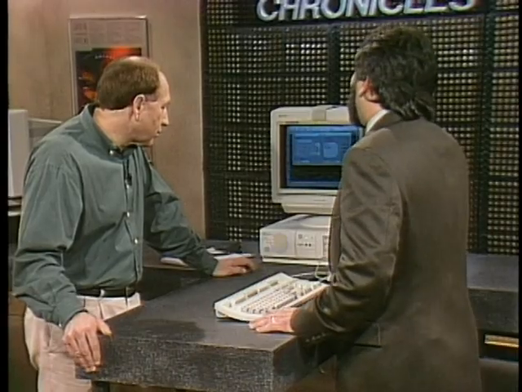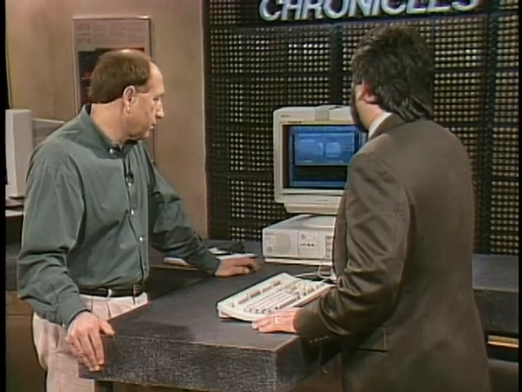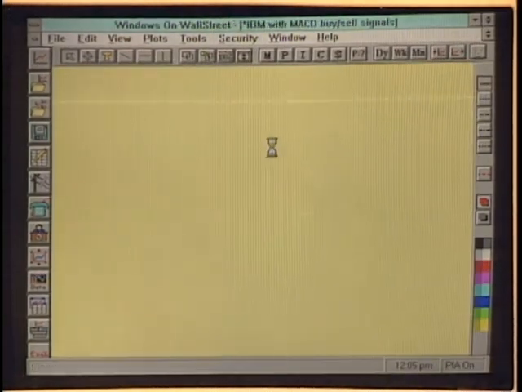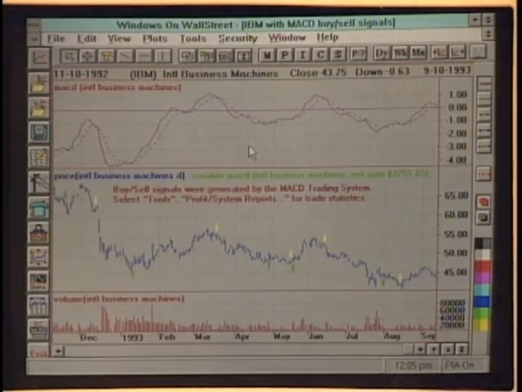Exactly. Okay. Let's take another look at, say, IBM with what we call the MACD buy-sell signals. This is sort of the program trading kind of thing, and for the little guy, basically. It's going to give me signals. Now's the time to buy. Now's the time to sell.